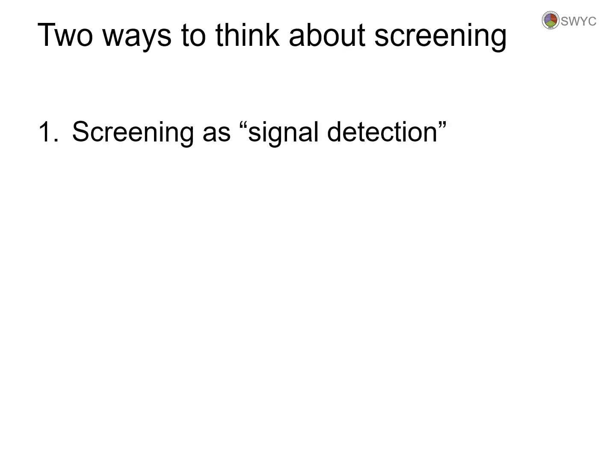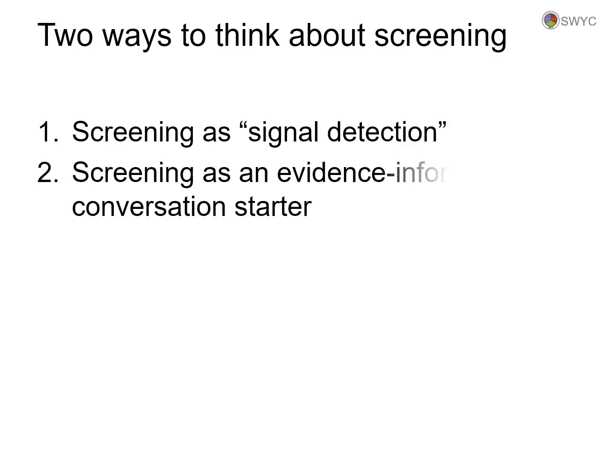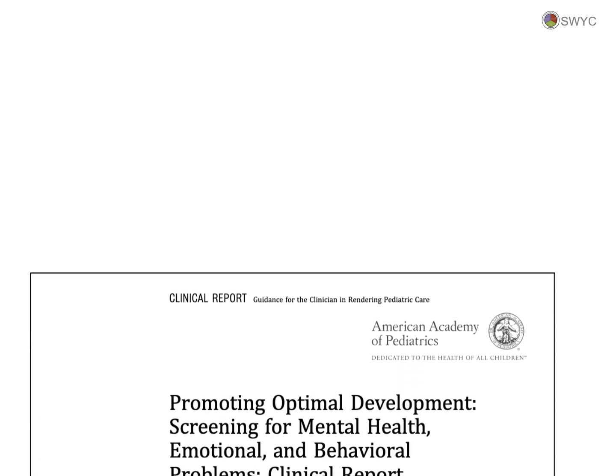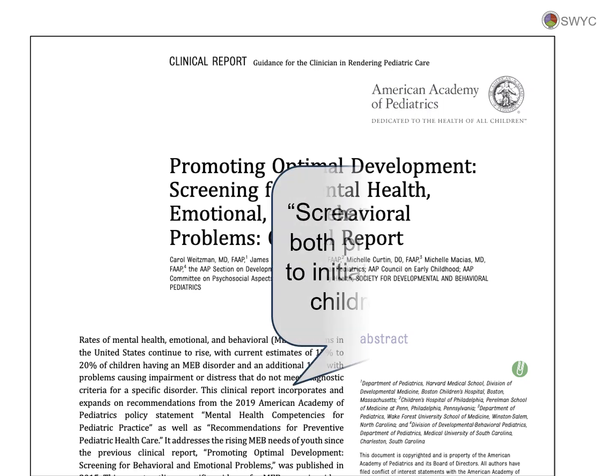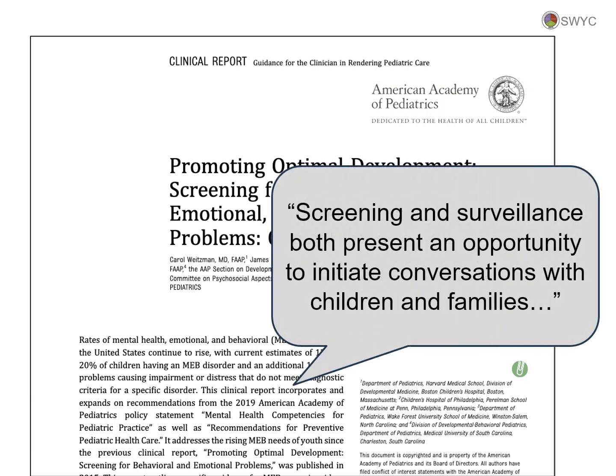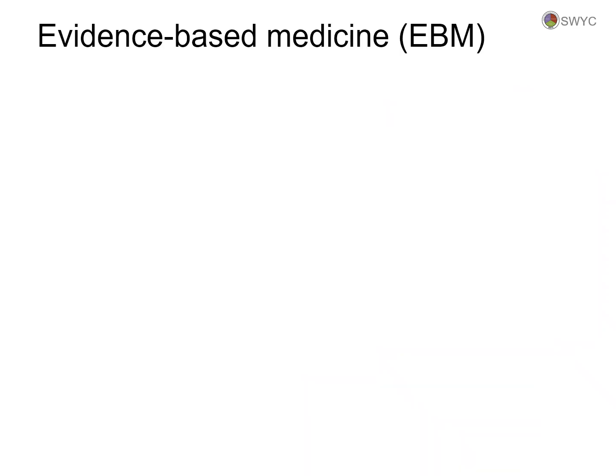But there's a second way to think about screening. Screening as an evidence-informed conversation starter. For example, a newer screening recommendation from the American Academy of Pediatrics, published in 2025, stated that screening and surveillance both present an opportunity to initiate conversations with children and families. Notably, this way of thinking suggests a much bigger role for the clinician and the family. It's not as simple as whether or not the screen is positive. It also has implications for what research evidence is useful.